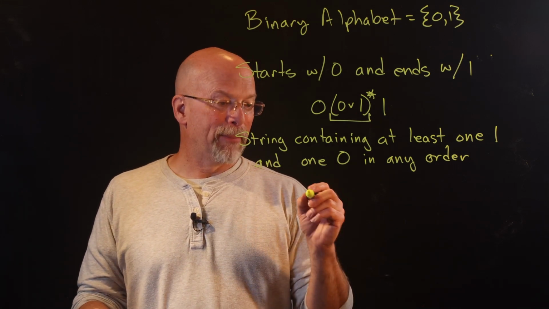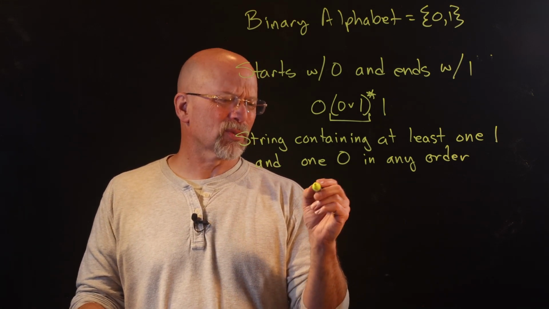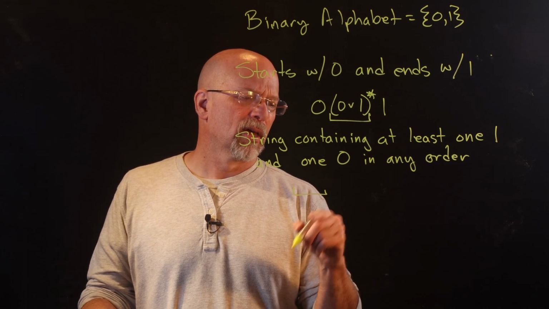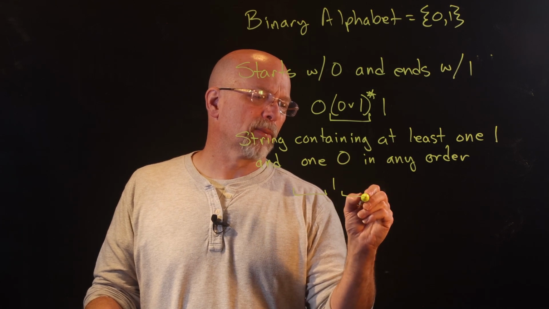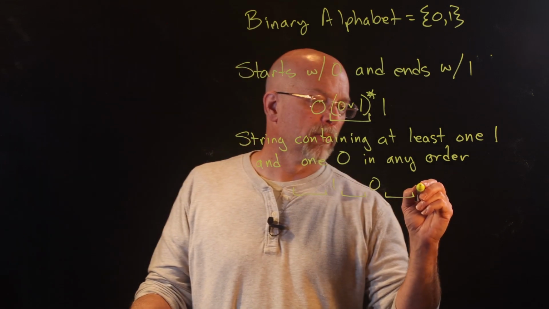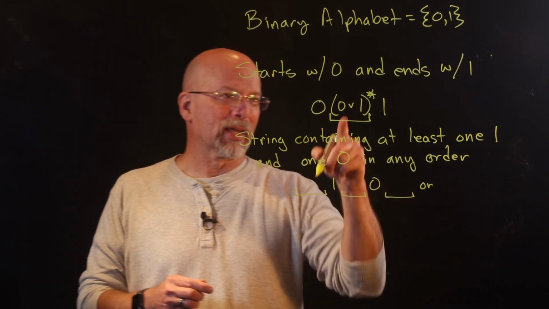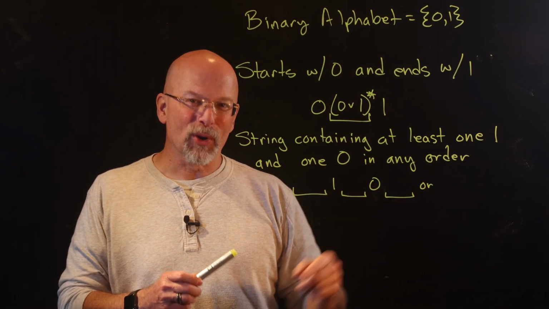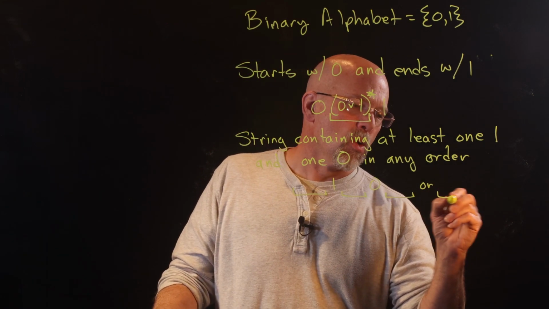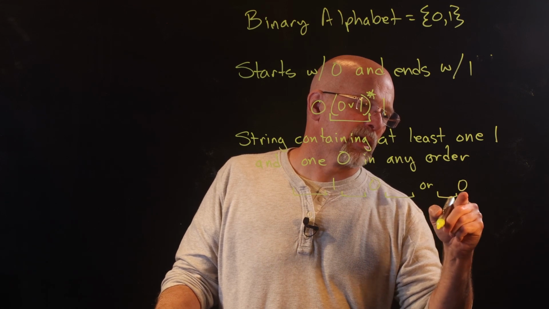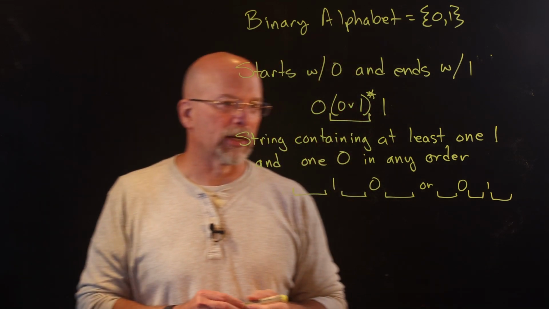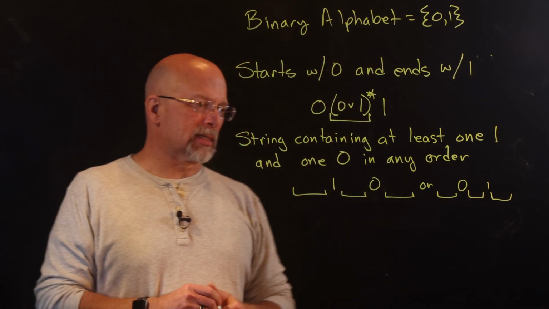Let's see. How about this one? This one's going to be tricky. What we're going to have is some string of any length, followed by a 1, followed by a string of any length, followed by a 0, followed by a string of any length, or, and there's that or again, right? If we say the word or, there's going to be an or in our regular expression. So we could have or, any binary string, followed by a 0, followed by a 1, followed by any string. So it's either of these.